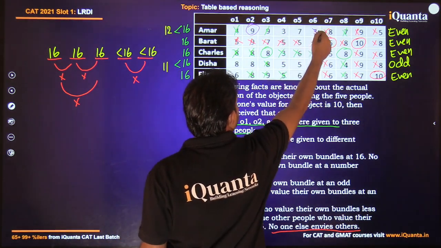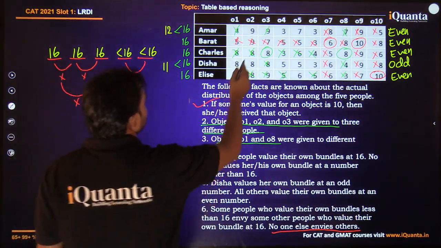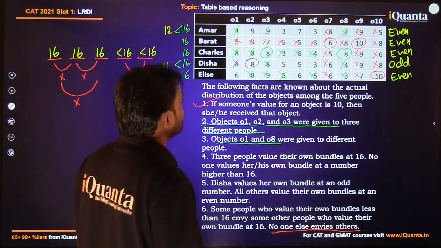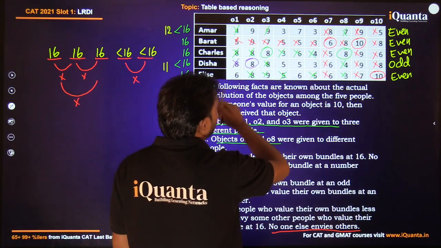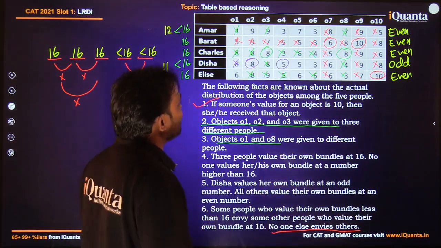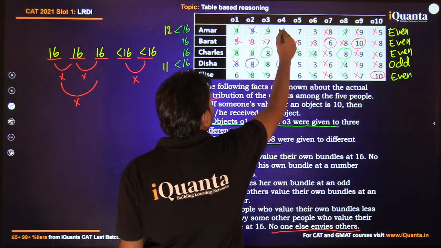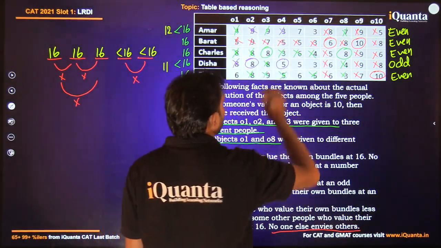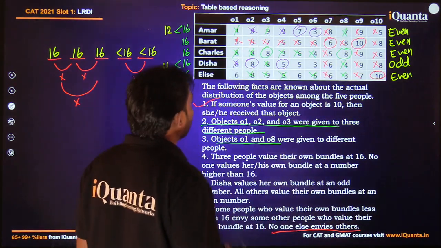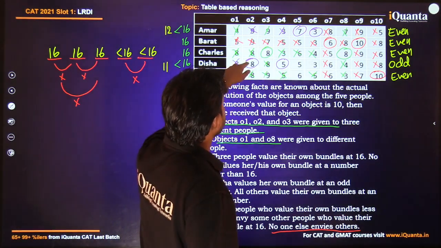Now let's try the second object. If the second object is given to Disha, the first object is not given to Disha. The second object is given to Disha and the fourth object is given to Disha. What will happen in that case? So these two cannot be given to Amar. So Amar will receive the fifth object and the sixth object. So in that case, you can see 8 plus 5, 13.